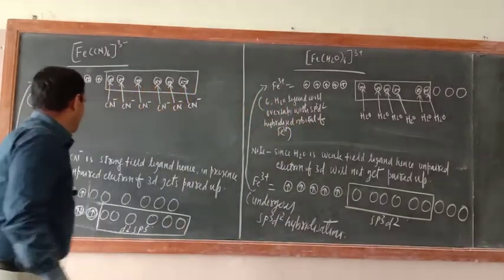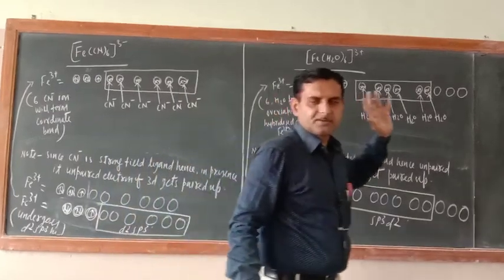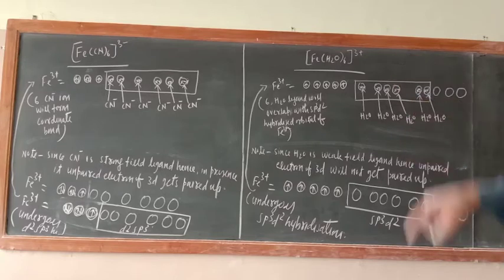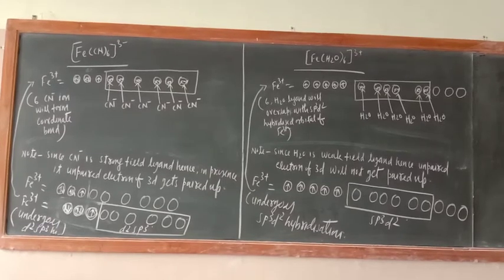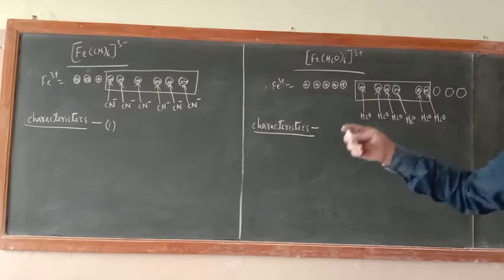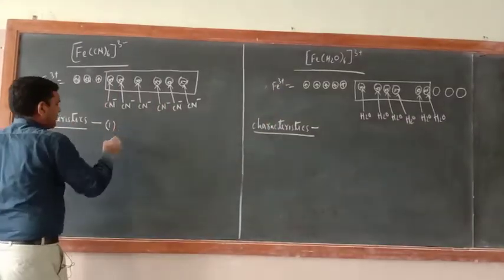Now you have to write the characteristics. Now the complex is ready now: Fe(H2O)6 3 positive and Fe(CN)6 3 negative. That complex is ready now. Same way you should write the characteristics. So now let us write the characteristics. So the first you should write their name. What is the name of this one?